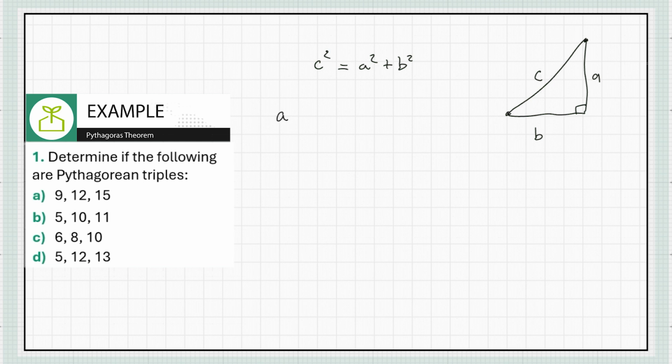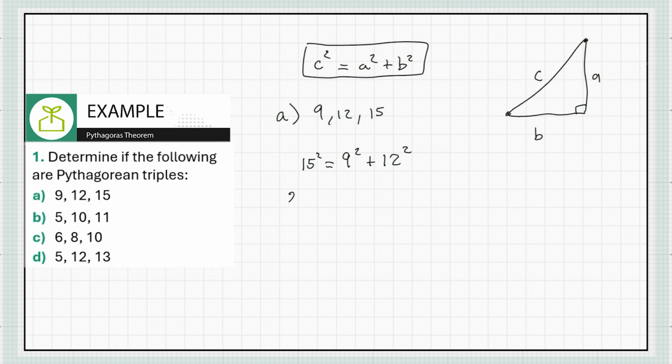So if we look at our first values, we have 9, 12, and 15. And we're trying to work out if this is a Pythagorean triple. And in order for it to be a Pythagorean triple, it just has to obey this equation up here. That means that all I have to do is take the square of the longest side, which is 15, and it has to be equal to the square of the other two sides added together. If this equation is true, or it holds, then I have a Pythagorean triple.